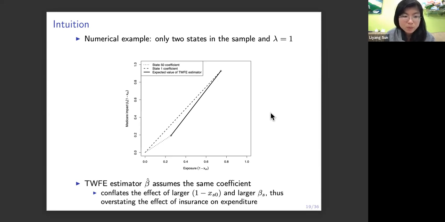This is an example where there is no state that's totally unaffected by Medicare. And in this situation, next, I will show you that the issue we've seen with the two-way fixed effects estimator would apply more broadly to other estimators as well.